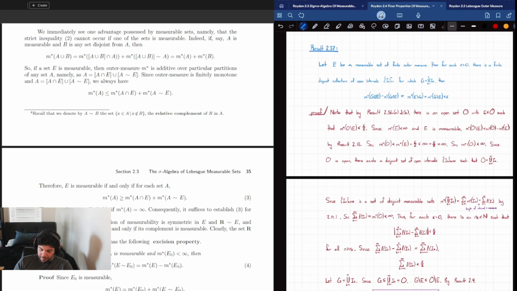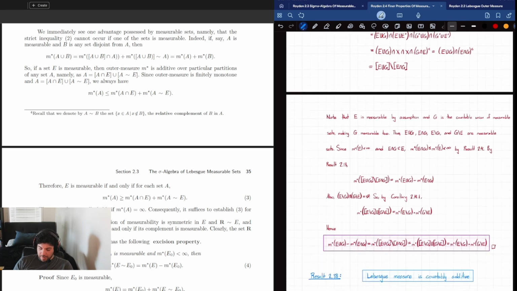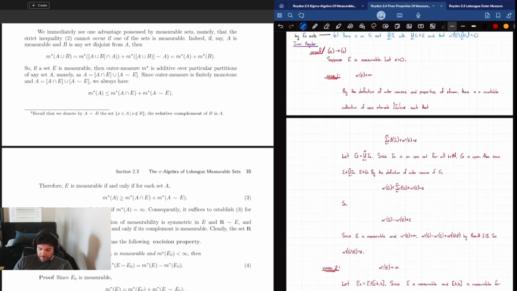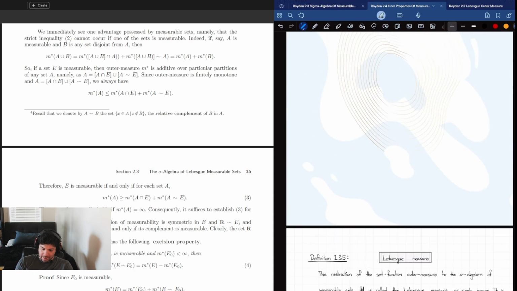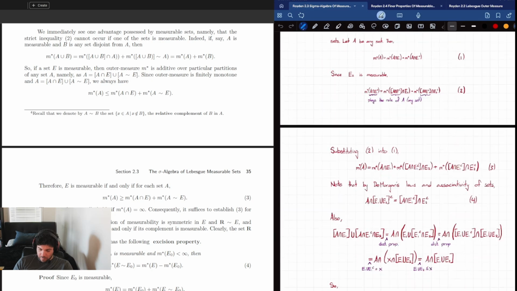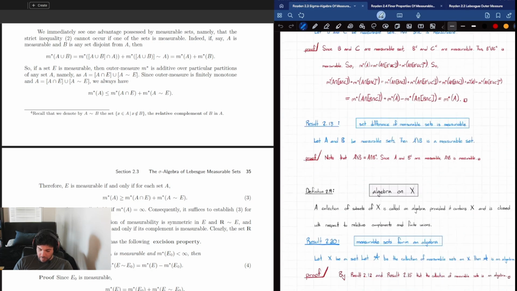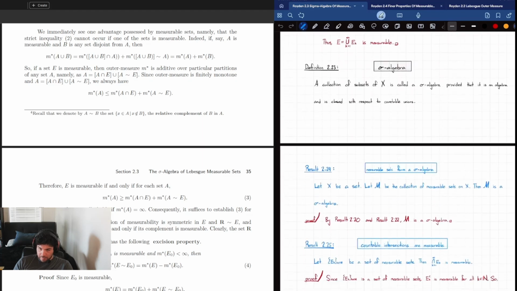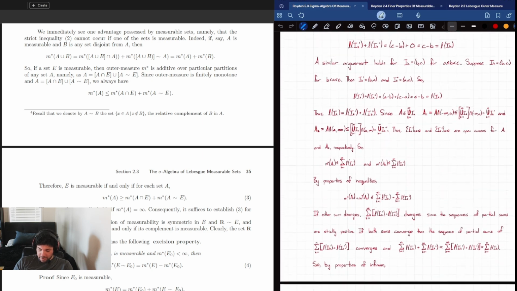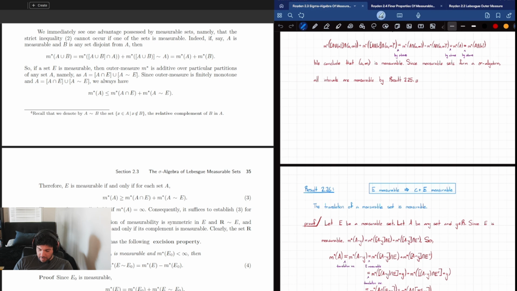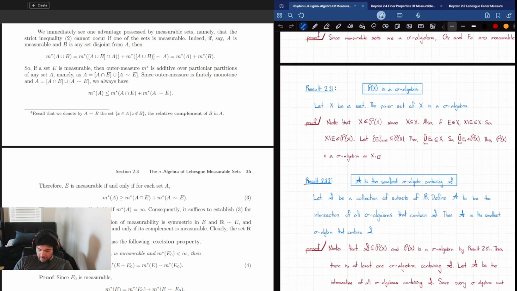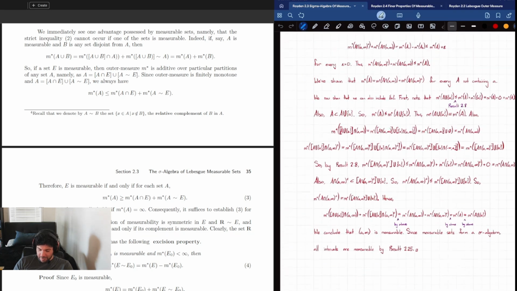Okay. So last time I was going to do, I stopped here. Where did I stop? Actually, I didn't even stop here. Every interval is measurable. Did I stop here? Yeah, I stopped at every interval is measurable.